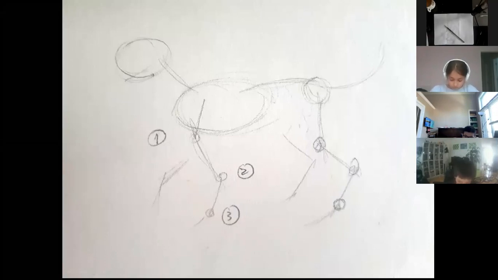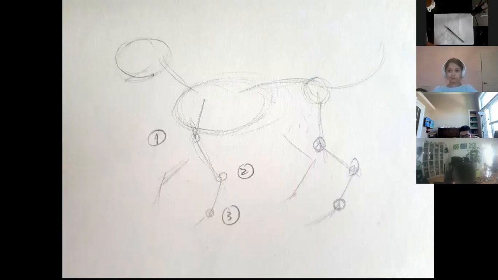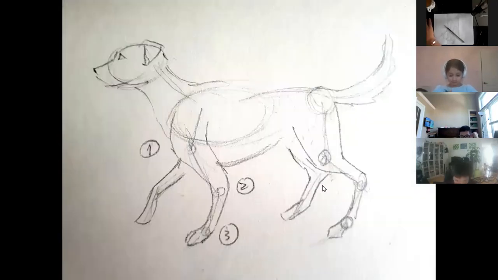So when we draw animals, at least mammals, we have to remember all the limbs, all the legs, have 3 joints. All right, so 1, 2, 3 in the front legs, 1, 2, 3 in the back legs. I believe you have done this also. So let's move on.